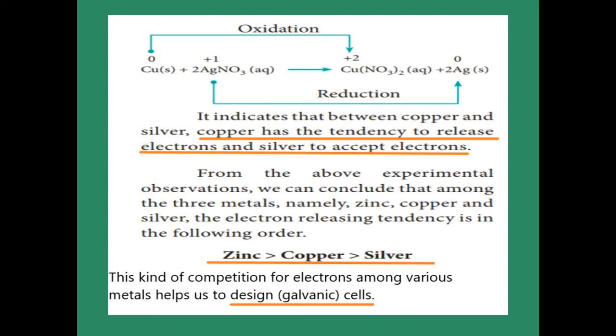From this experiment we conclude that copper has a tendency to release electrons and silver to accept electrons. Now we can say that among zinc, copper and silver, in electron-releasing power, zinc has more power to release electrons than copper, and copper has more power to release electrons than silver. This kind of competition of electrons among various metals helps us to design the galvanic cell. It is a use of electron transfer reaction.